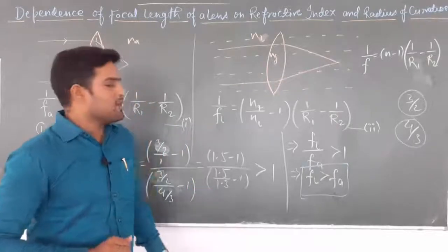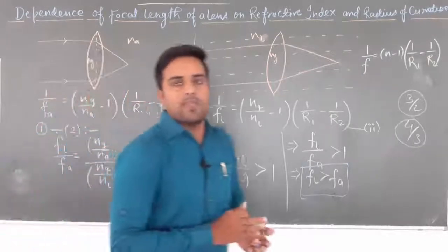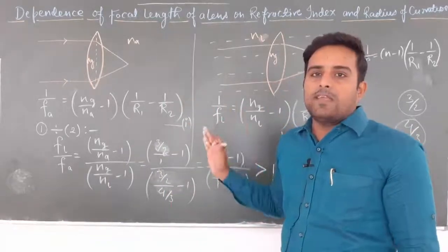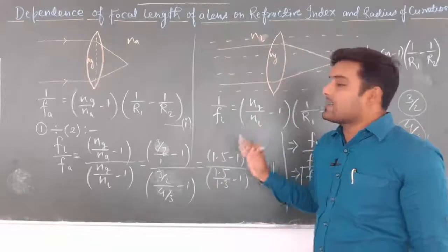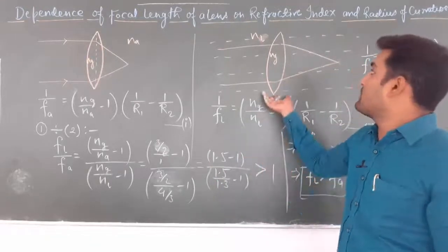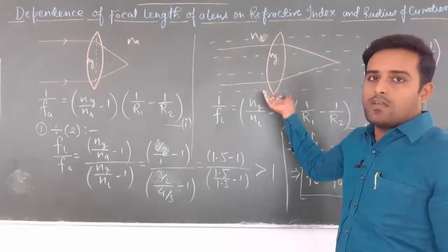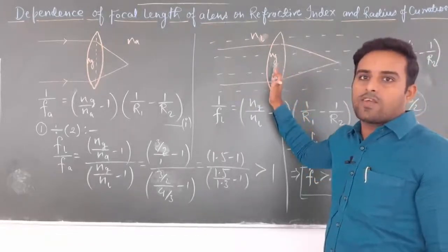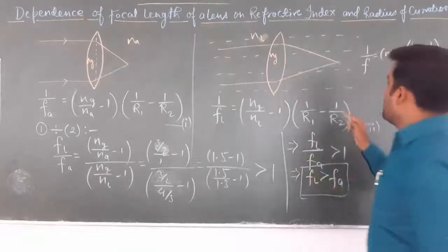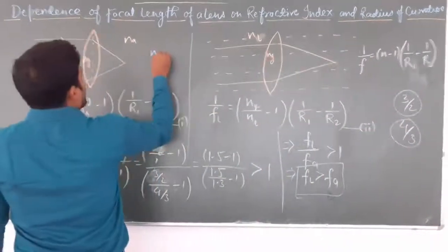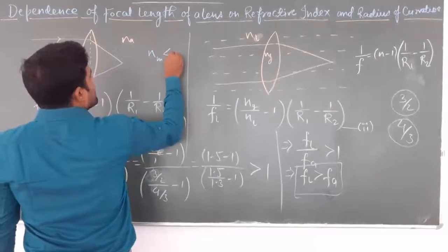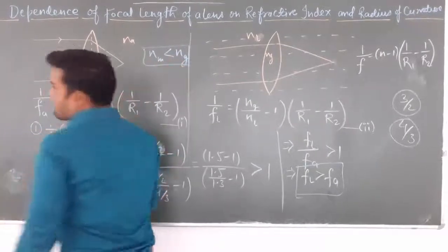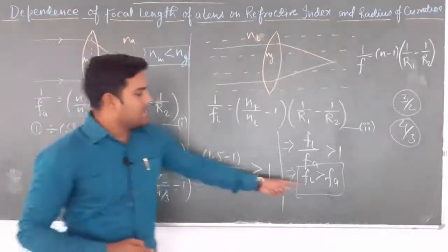Now another case I am going to discuss. Suppose the lens is kept in a medium, here I have considered water. The refractive index of water is always less than the refractive index of glass. So in that case, when I consider Nm less than Ng, when the refractive index of the medium is less than that of glass, then it becomes this.